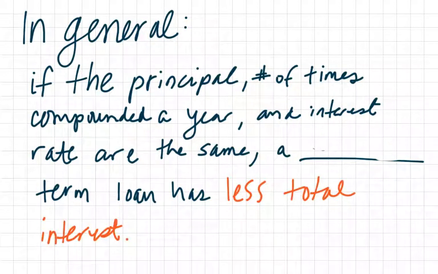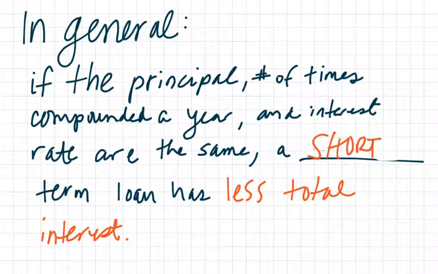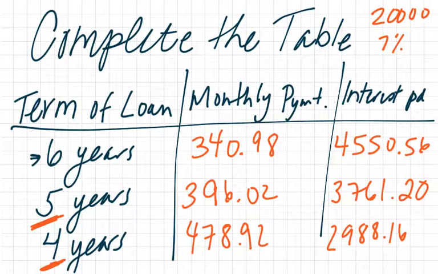And this is also true in general. If the principal, the number of times compounded a year, and the interest rate are the same, a shorter term loan has less total interest overall. Okay, we saw that here. If I pay my loan off more quickly or have a shorter term loan, then I end up paying less interest overall.